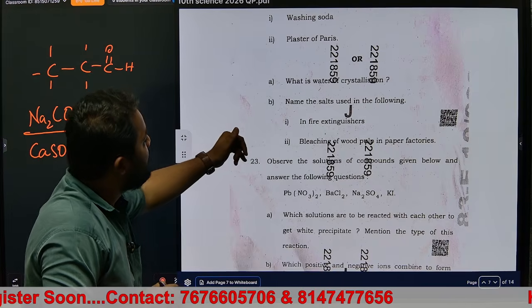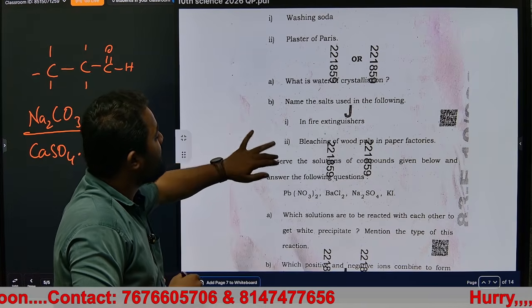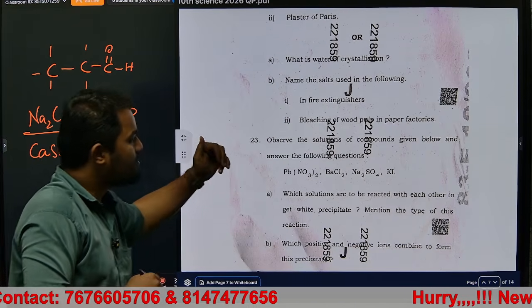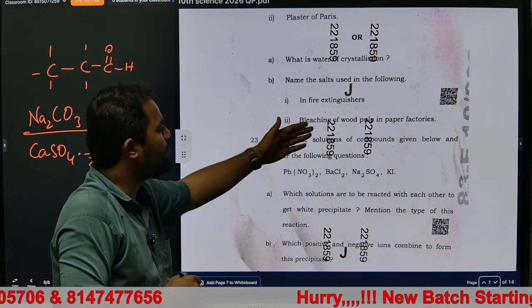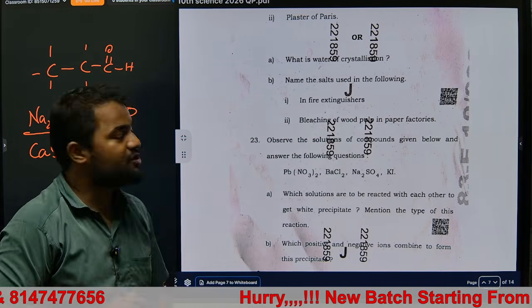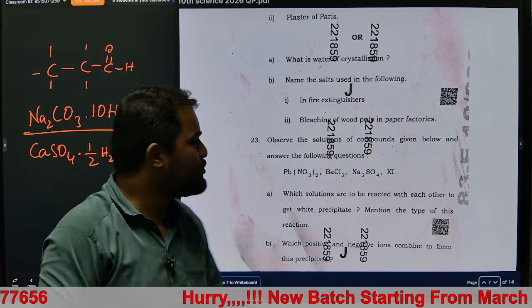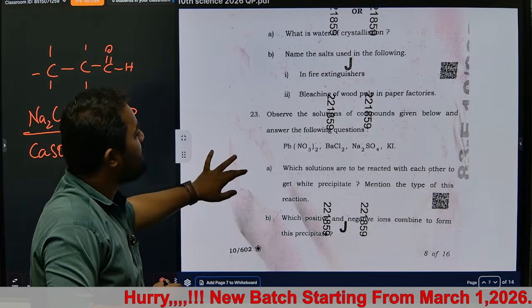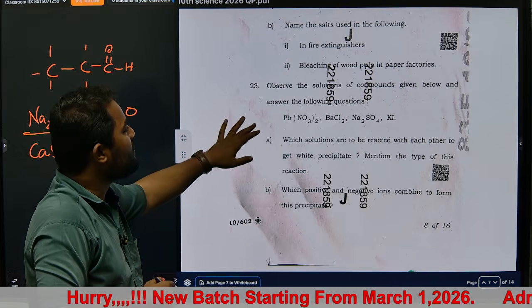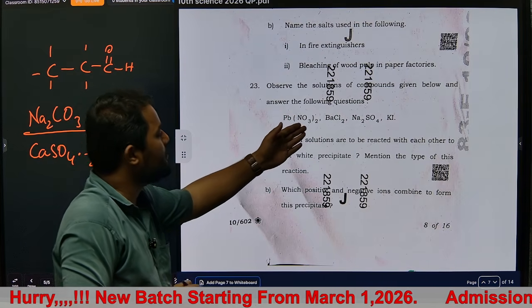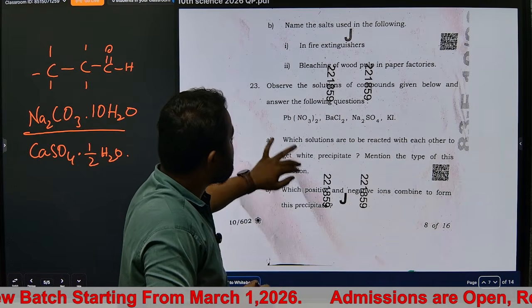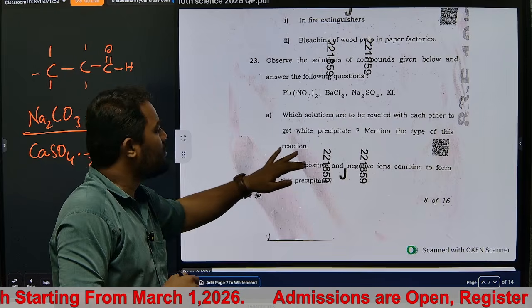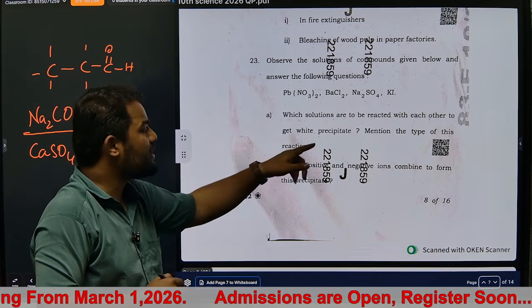Next, name the salts used in the following. In fire extinguisher, sodium hydrogen carbonate, or you can write the baking soda also. Bleaching of food pulp, the name itself tells that bleaching powder is used. Next, observe the solutions of compound given below and answer the following questions. Pb(NO3)2, barium chloride, sodium sulfate and potassium iodide. What they are asking, which solutions are to be reacted with each other to get white precipitate? Mention the type of this reaction.